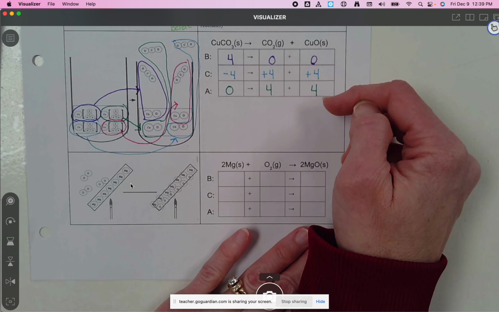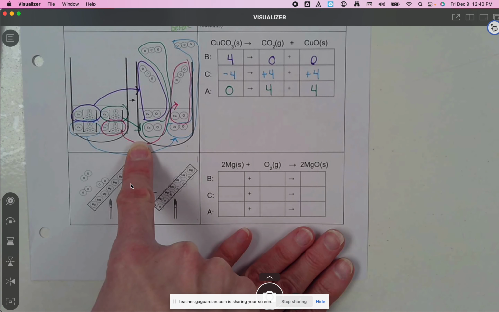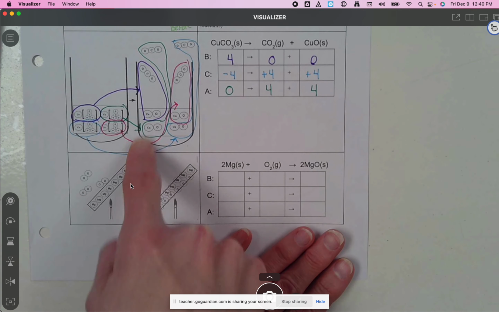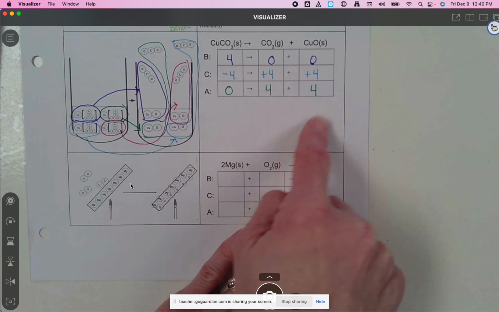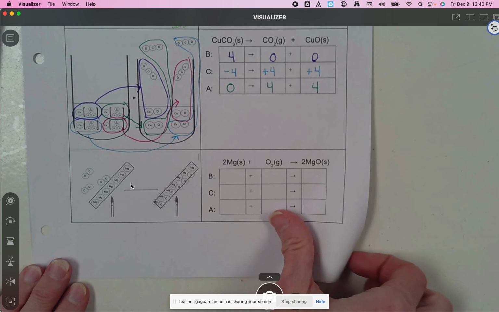And the after row should represent the picture after the reaction. I have 0 CuCO3s, 1, 2, 3, 4 CO2s, 1, 2, 3, 4 CuOs. My after row matches my picture. I've been successful. I do not want you to try to shortcut the process at this point by not doing the batches. Okay, so I want you to circle the batches as you do this.